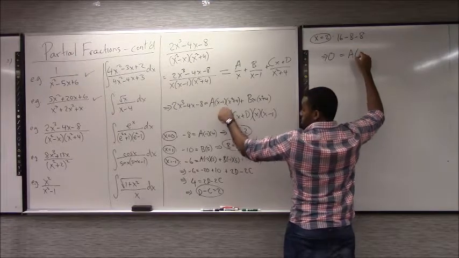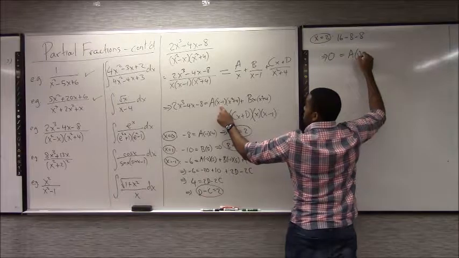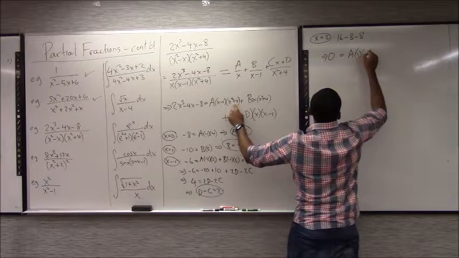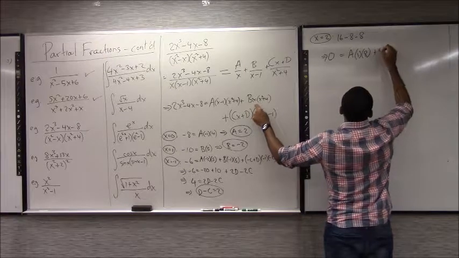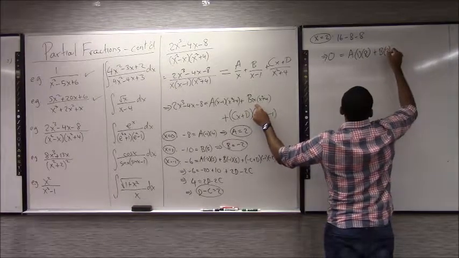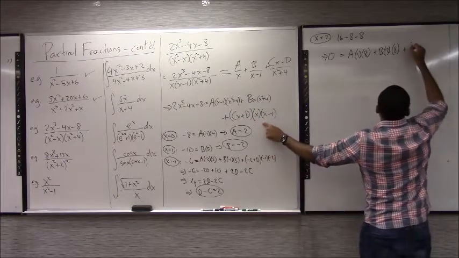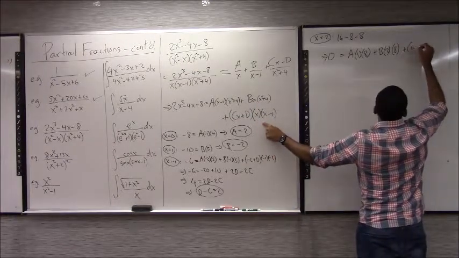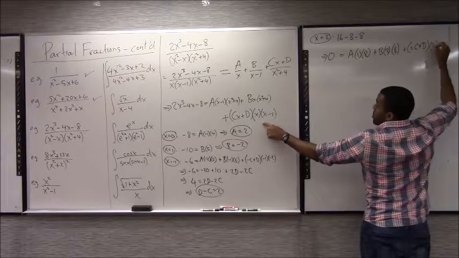So 0 is equal to a times, I'm plugging in positive 2. So this would be 1. This would be 8. Plus b times positive 2 times 8. Plus 2c plus d times 2.